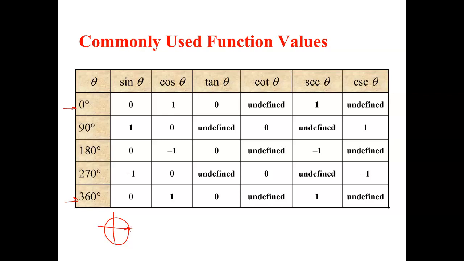Okay? If I kept going and I went to 450 degrees, 450 degrees is going to be the same as which of these angles? 90. So if I want to know tangent of 450 degrees, it would also be undefined, just like tangent of 90 degrees is. Okay, so there's a lot of repetition. We're very limited in the outputs that we're going to get.